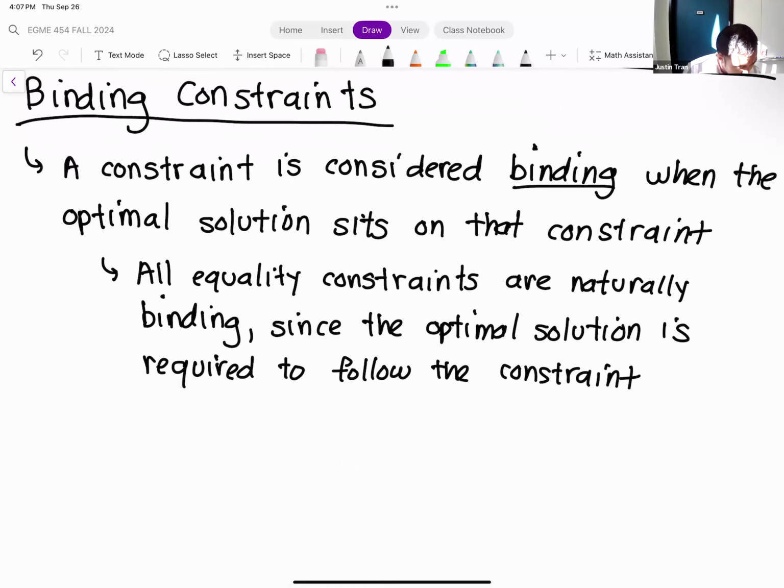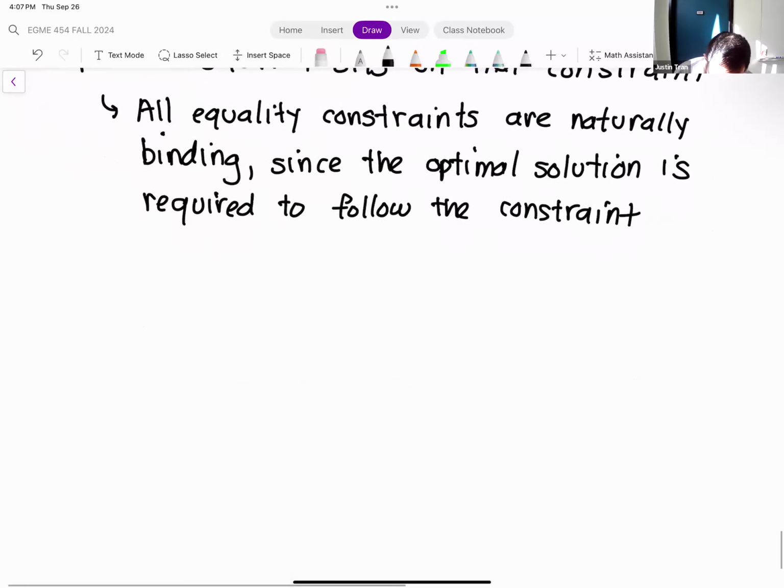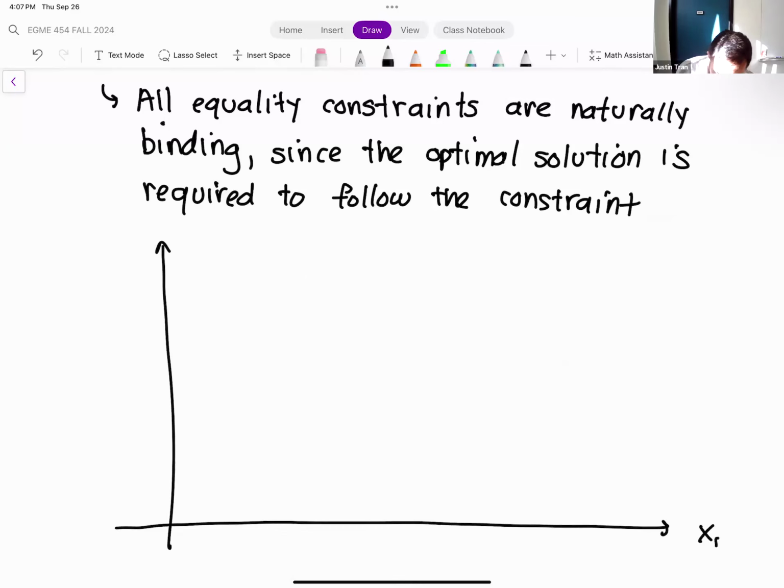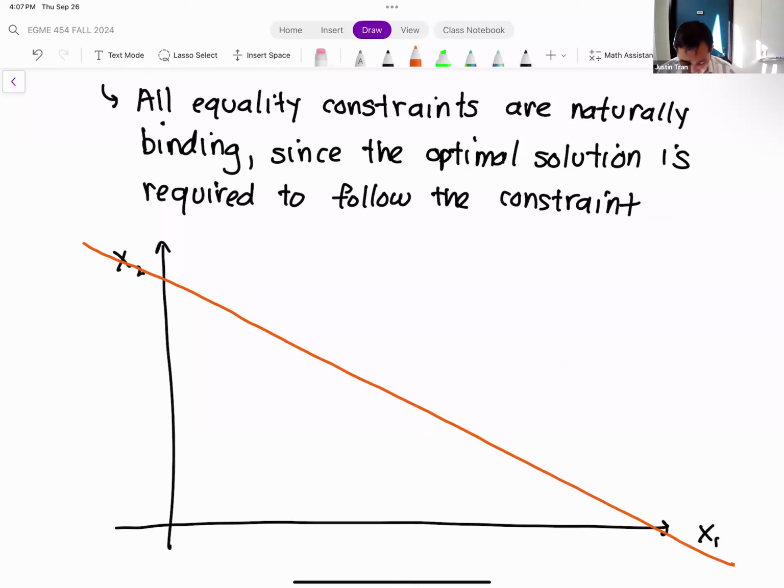Let me show you what I mean by that. Let me draw the same figure as before. We have a two-dimensional optimization, with x1 on the horizontal axis and x2 on the vertical axis. Let me draw the valid region like this. Let's say that all points below this line are valid.